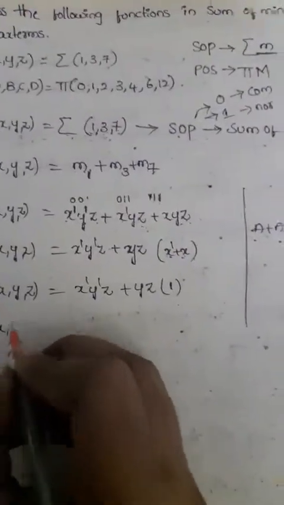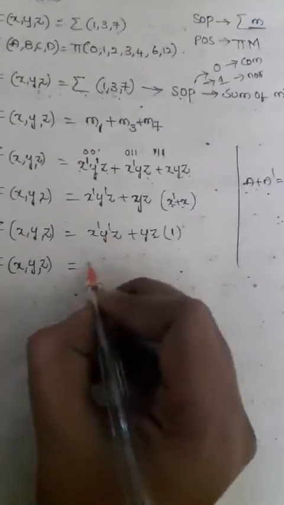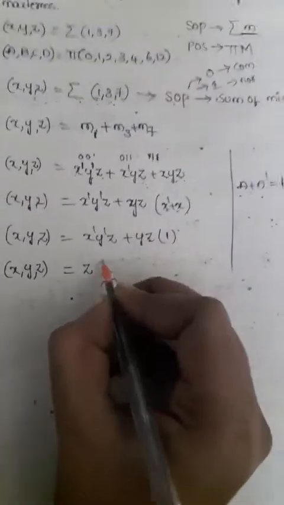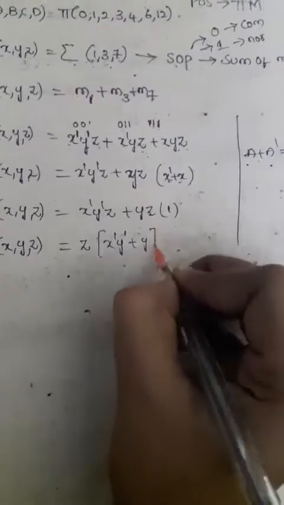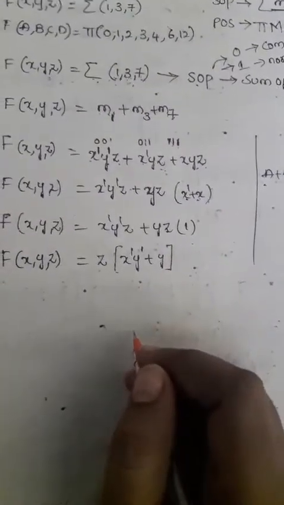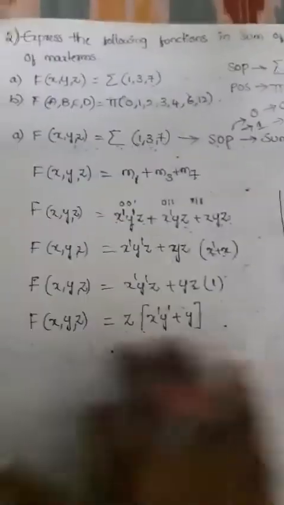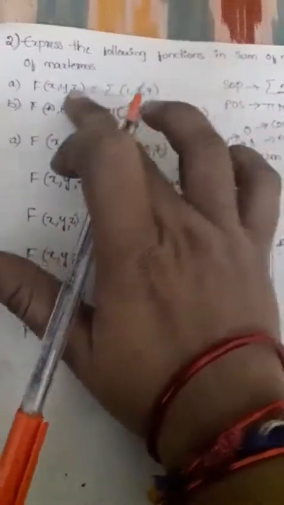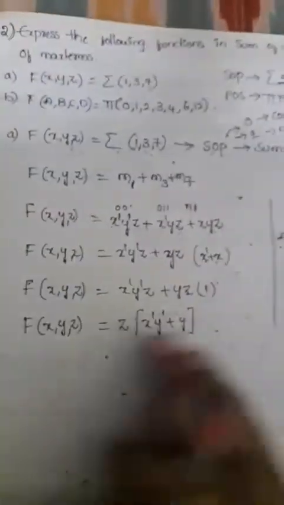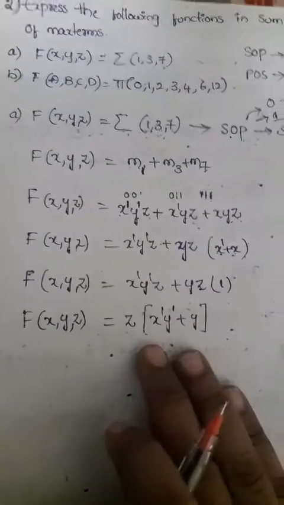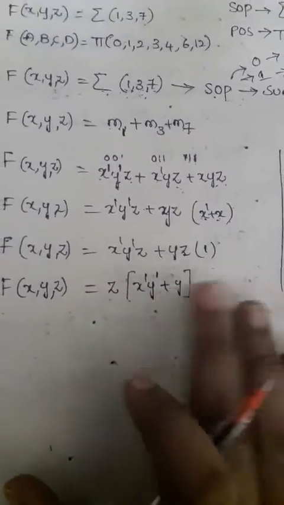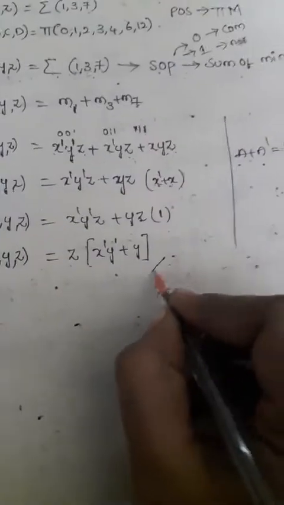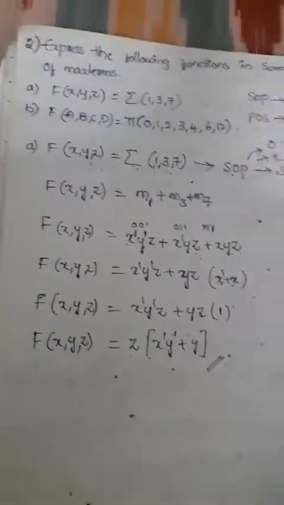So then function of x y z is equal to, here z is a common term, right? So you can take z as common. The remaining term will be x complement y complement plus y. Okay, so this is the reduced function for this f of xyz of summation 1 3 7. Here there are no cancellation terms and no common terms, so directly you can take it like this. This is the complete reduced function for this f of xyz.